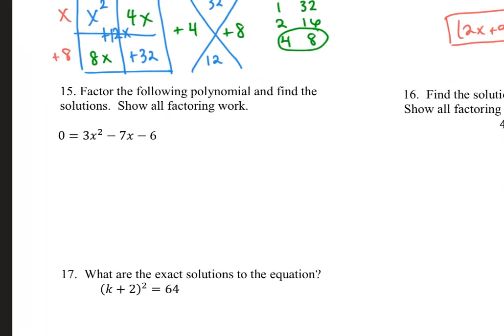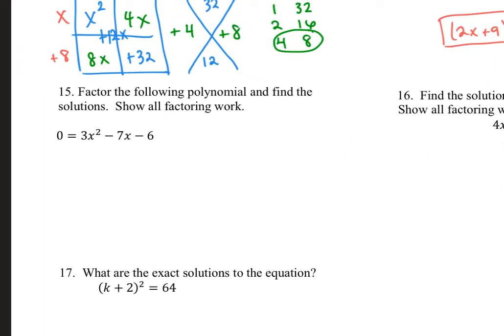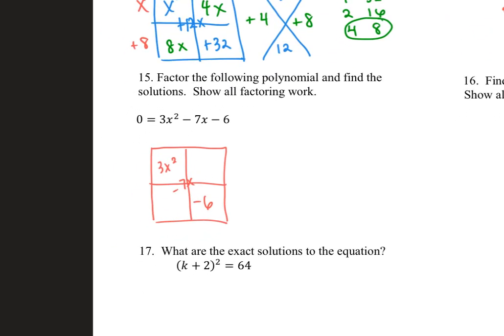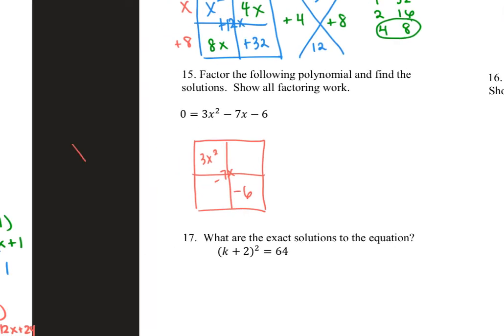All right, number 15, we're going to solve by factoring. So since one side already equals 0, we can go straight to the next step, which is checking for a GCF, and there is none. So now we go to our box. So 3x squared minus 7x minus 6. So I'm going to do my work over here off to the side.